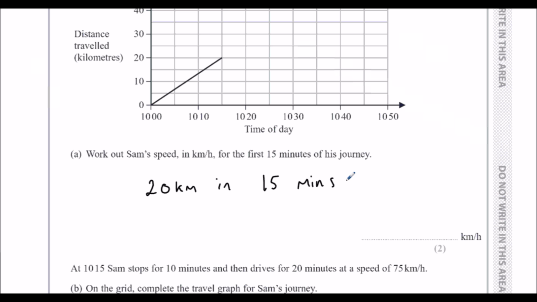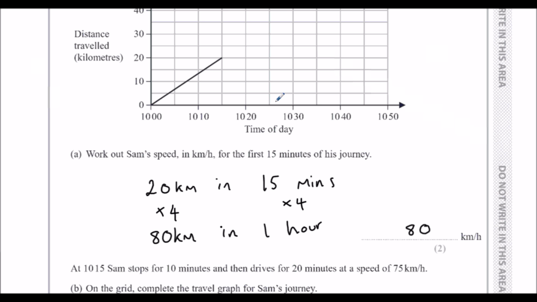So we could use speed equals distance over time, but I think it'll be easier just to say times that by 4. So if he carried on going for an hour, how far would he have gone? So 4 twenties are 80. So he would have gone 80 kilometres in 1 hour or 60 minutes. So that's 80 kilometres per hour.